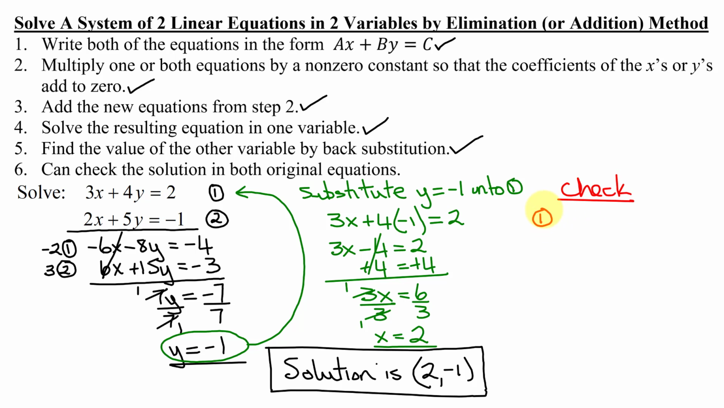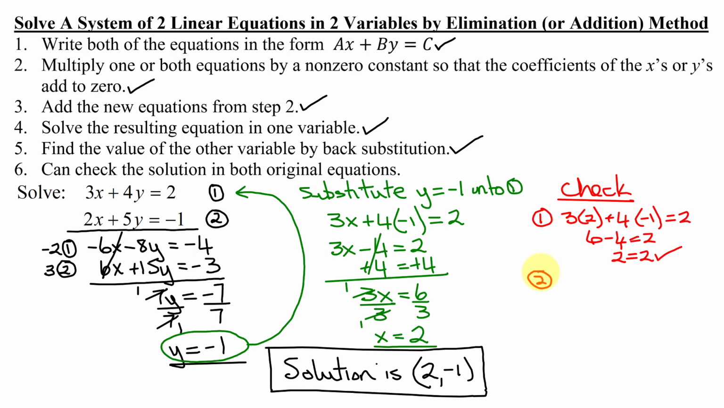In equation 1, I have 3 times x. 3 times x is 2, plus 4 times y. 4 times y is negative 1, should equal positive 2. 3 times 2 is 6. 4 times negative 1 is negative 4. Does 6 minus 4 equal 2? Well, 6 minus 4 is 2. 2 equals 2. So I have a true statement for the first equation.